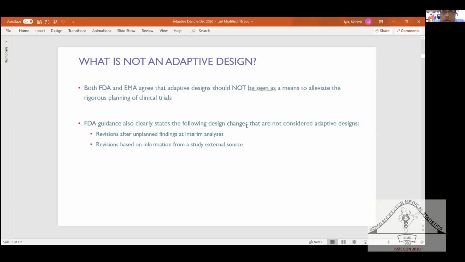But they also say that these two parts are very important. If you find something at the interim analysis, but you did not plan to look for it, but you just happened to find it, then you cannot change the design and call it an adaptive design. Okay, because remember what the definition of an adaptive design is, that it has to be pre-planned.